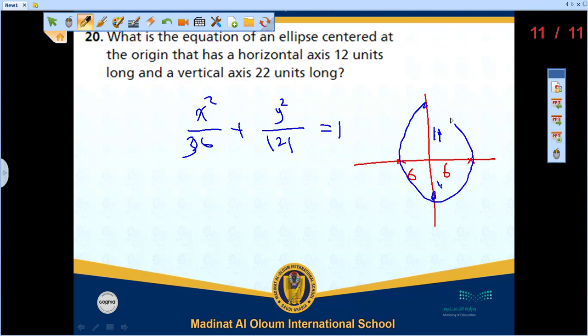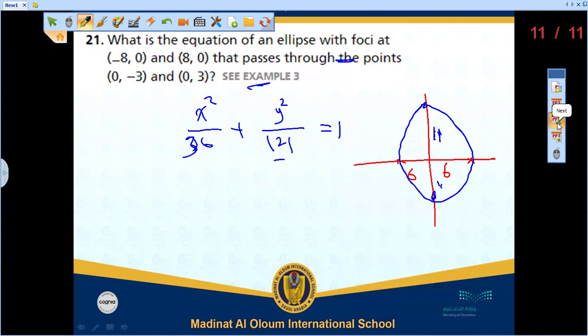Okay, guys. He said the horizontal axis is 12 and the vertical axis is 22. The vertical axis is more than the horizontal axis. It means it's a vertical ellipse. It means A was Y, and the other one is B, by the way. Okay.